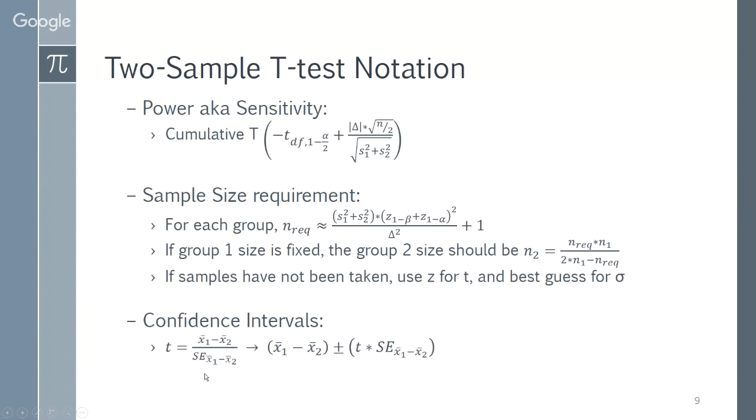For confidence intervals, again, our test statistic is equal to the difference in sample means divided by the standard error of the sample means, which means our confidence interval is going to be just that: our point estimate, which is the difference in sample means, plus or minus our T value, which is basically our critical value, times the standard error. And we already have the equation from the other slide, so that's what we'll be using.